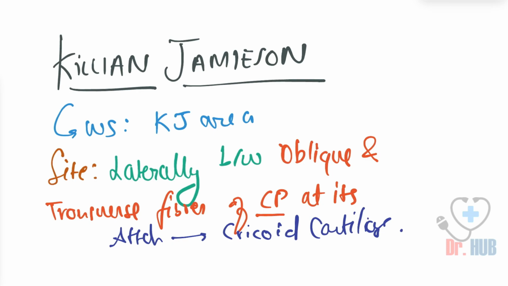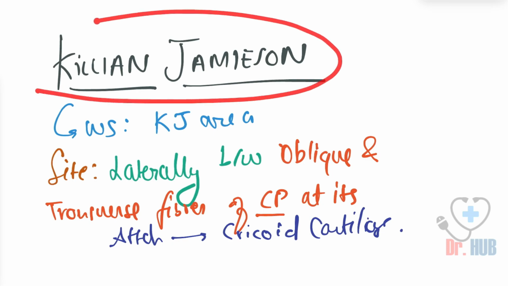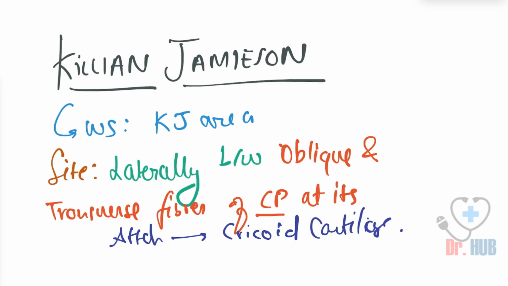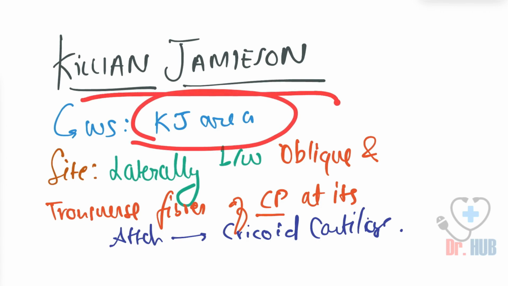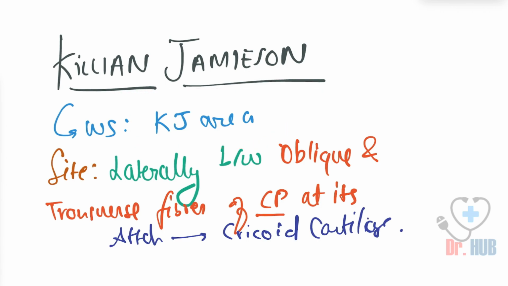Let's just recap here. We saw the Killian-Jamieson diverticulum. The weak area here is the KJ area, the Killian-Jamieson area. The site is, it lies laterally between the oblique and the transverse fibers, the OT fibers, of the cricopharyngeus, and that is attached to the cricoid cartilage.